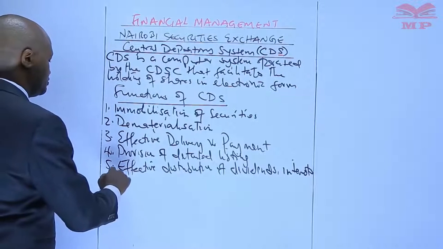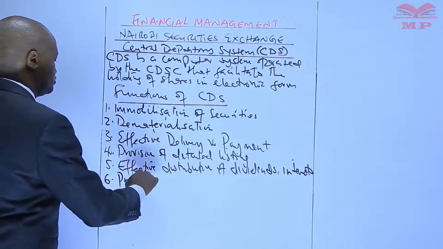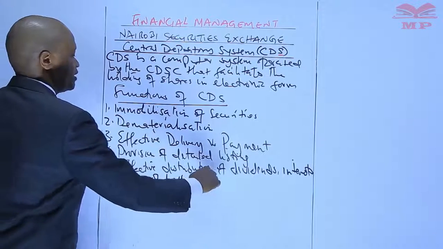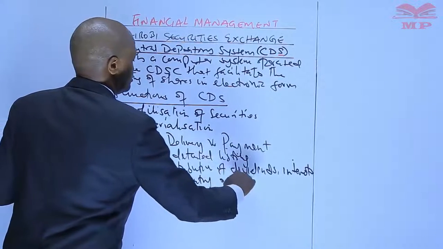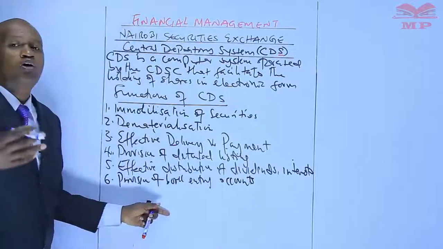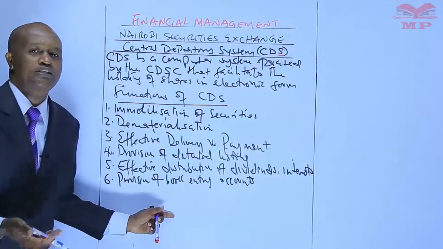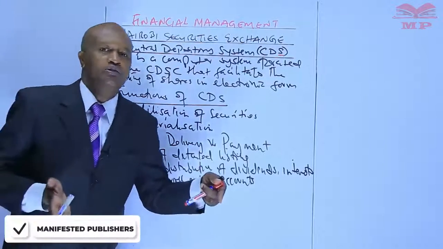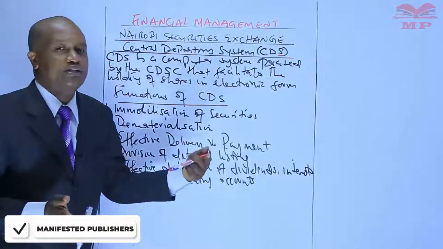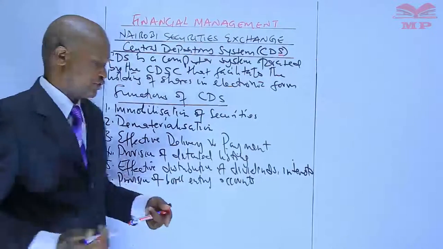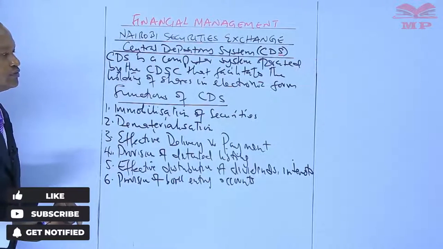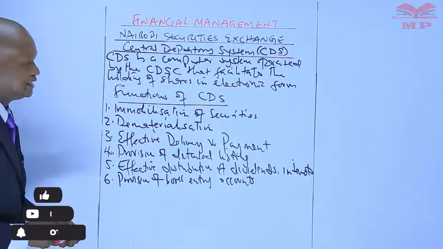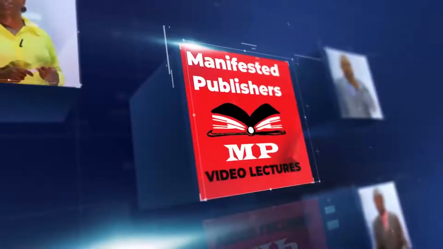Six, provision of book entry accounts. Provision of book entry accounts means electronic exchange of ownership of securities and payment of cash. So these are some of the functions of the CDS.